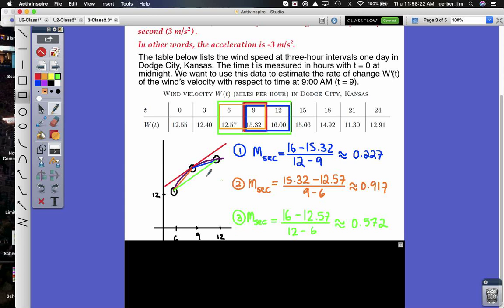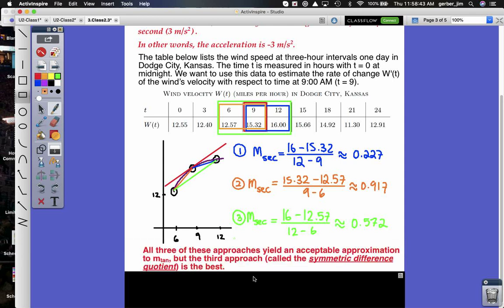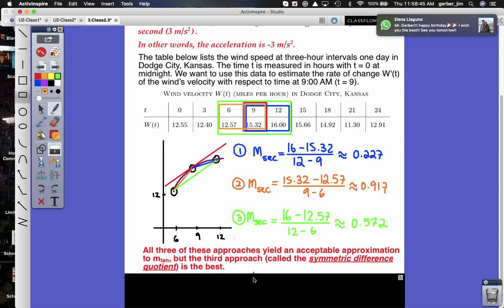You can see that all 3 of those slopes, the blue one, the orange one, and the green one, are an estimate of the slope of the red line. None of them are correct. All of them are an estimate. But I think you can also see that one is clearly better than the other 2. The third approach is better, and that's the one that we usually will go with. That's called a symmetric difference quotient. If we use the symmetric difference quotient, we usually get a more accurate estimate.